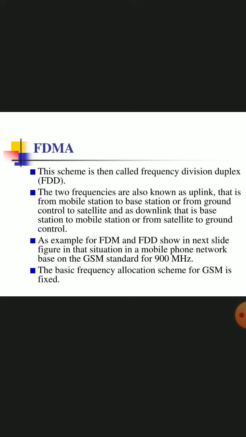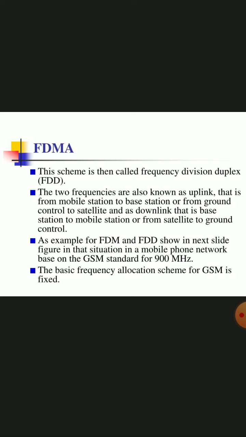The two frequencies are also called uplink, that is from mobile station to base station or from ground control to satellite, and downlink, that is from base station to mobile station or from satellite to ground control.